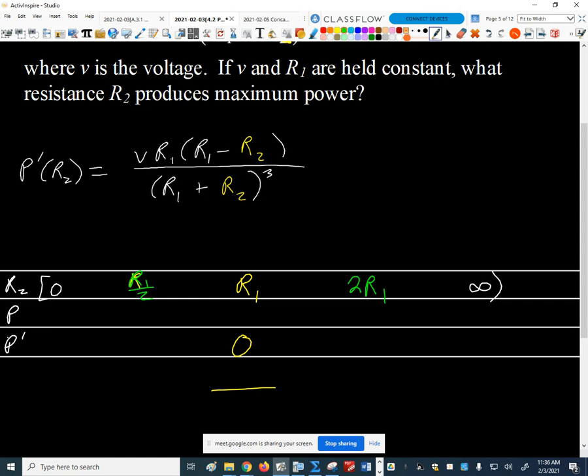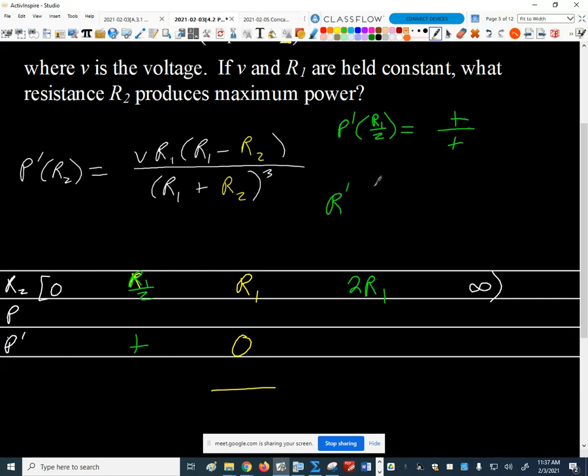Well, look at this. We've got this thing factored. So what is P prime of R1 over 2? What's that going to give us? On the top, that's going to give us R1 minus 1/2 R1, which is positive, isn't it? So I'm getting positive on the top. On the bottom, I'm always getting something positive because both the resistances are positive. Cubed makes it positive. So I'm getting a positive first derivative.